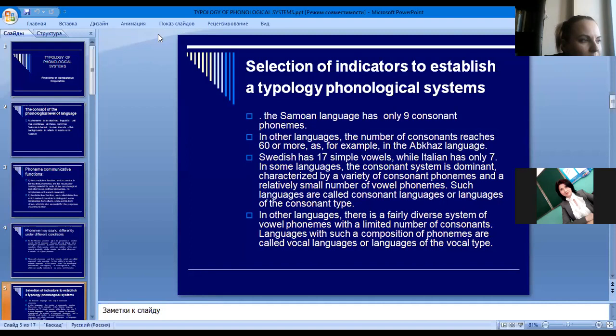The number of vowels can also be significant. For example, Swedish has 17 simple vowels, while Italian has only 7. In some languages, the consonant system is dominant, characterized by a variety of consonant phonemes and a relatively small number of vowel phonemes. Such languages are called consonant languages or languages of the consonant type. In other languages, there is a fairly diverse system of vowel phonemes, for example, with a limited number of consonants. Such languages are called vocal languages or languages of the vocal type.